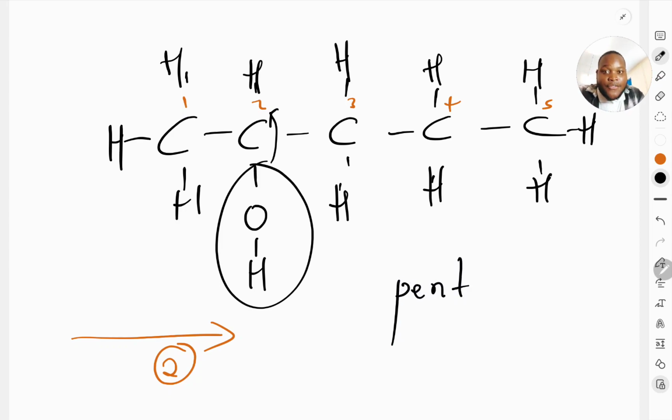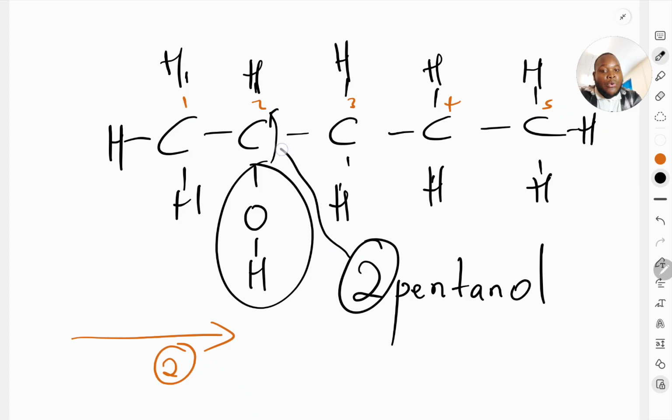But then I have to account for the position of my OH group. I have to account for its position. Where is it positioned? It's positioned in carbon number 2. Therefore, I'm going to write 2 here, whereby I'm going to have pentanol, 2-pentanol, whereby the 2 shows the position of my OH group.